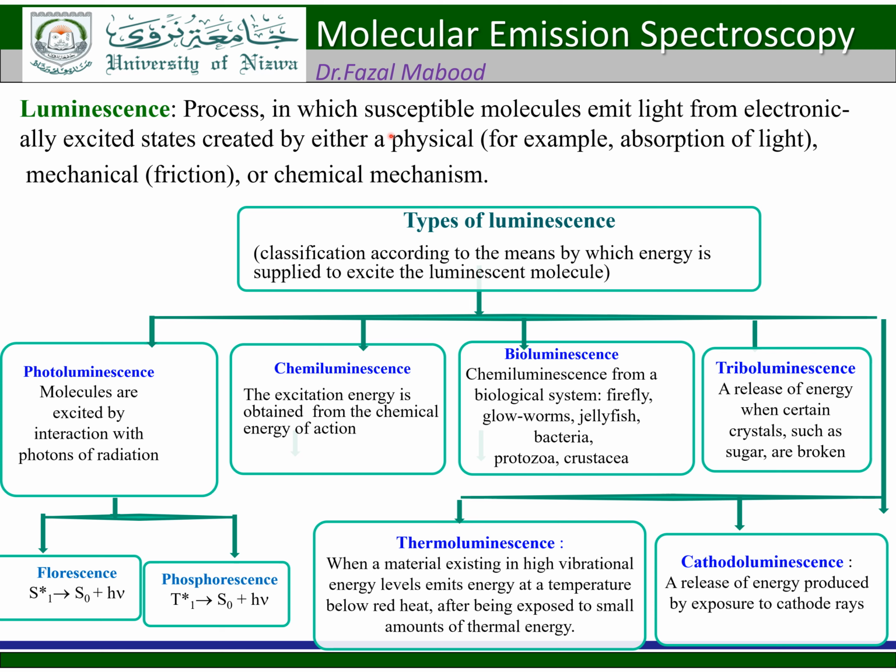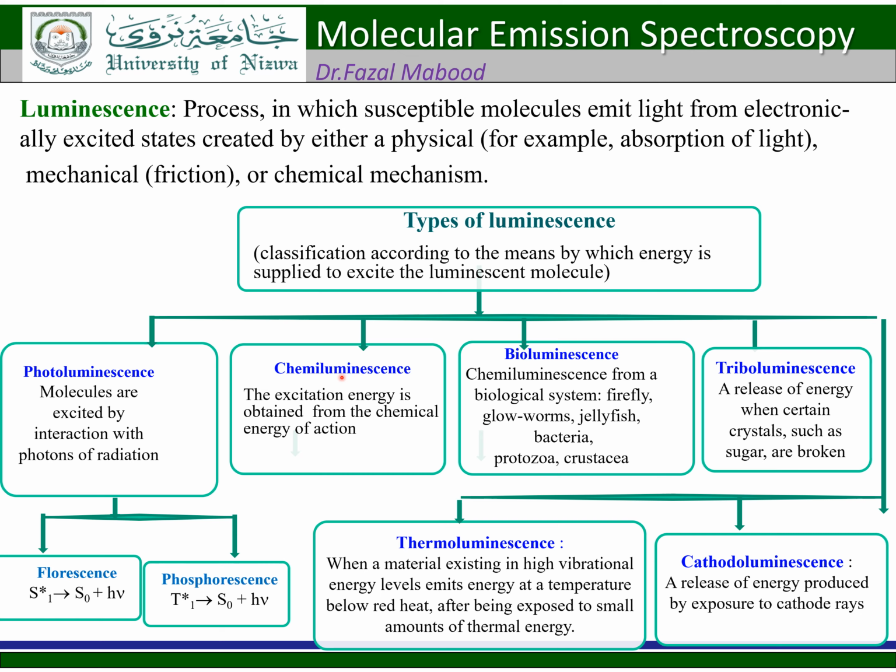Luminescence is a process in which a molecule emits light from an electronically excited state created by a physical, mechanical, or chemical mechanism. Types of luminescence: there are 6 types of luminescence: photoluminescence, chemoluminescence, bioluminescence, triboluminescence, cathodoluminescence, thermoluminescence. In photoluminescence, the excitation source is light energy.